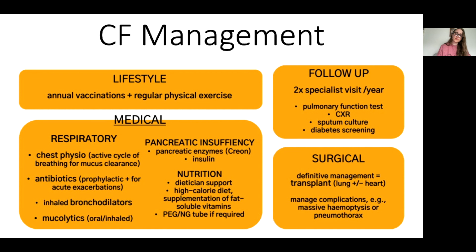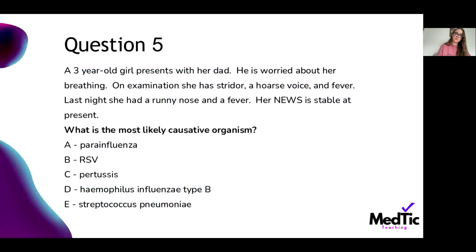So we're going to move on to the next question now, which is, I think, the last respiratory question. This is now about a child with stridor, which is an upper airways noise. She's got a hoarse voice, fever, but is stable, and she had some coryzal symptoms the night before. What do we think is causing this?